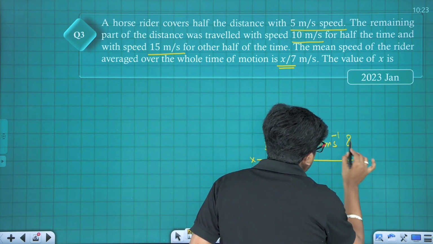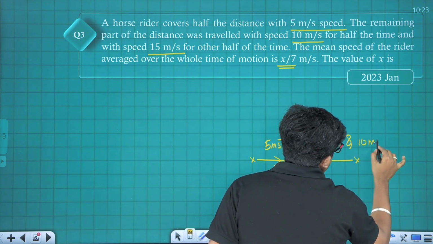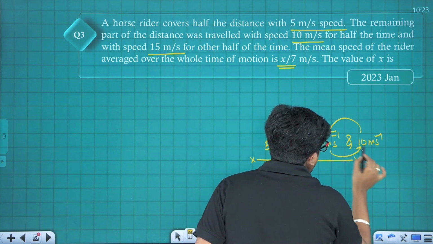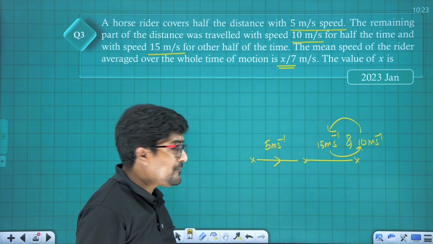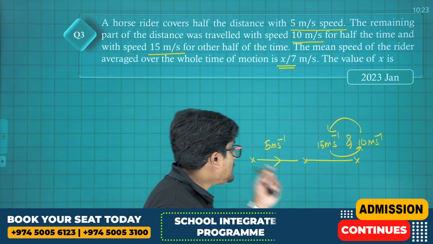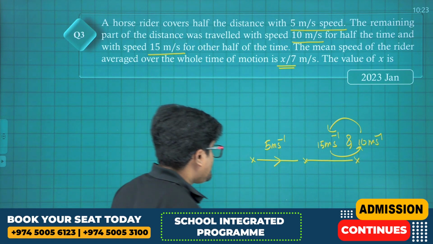And the second half of the journey is covered with a speed of 10 meter per second. It's like this: first half is covered with 10 and second half is covered with 50. Okay, but the average speed calculation doesn't make any difference. Now what they are asking for is the average speed for the total journey.